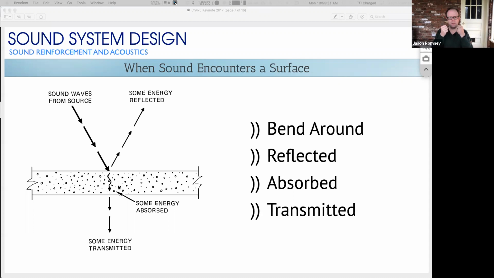And that would be called absorption. So maybe some of that energy is pushing up against that object, and some of it's able to get through it. So it gets absorbed. And then the fourth option is transmission.